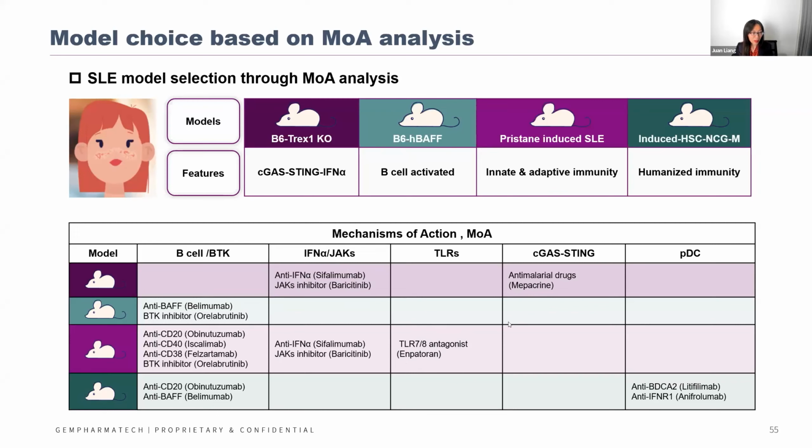for this drug evaluation. And more importantly, we can also use the humanized CD20 mice to induce the SLE phenotype with the pristane. So these humanized CD20 mice could be used to evaluate the drugs that target CD20. And also for the drugs that target BDCA2 or the pDC cells, we will recommend using the induced HSC-NCG-M mice.